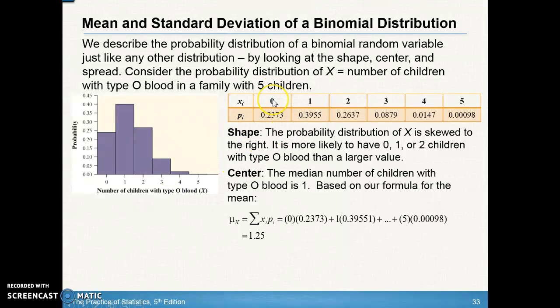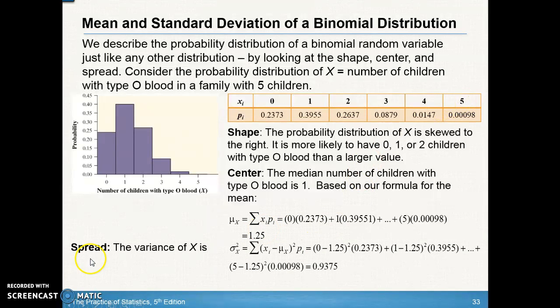So you're going to add 0 times its probability plus 1 times its probability plus 2 times its probability, and so on up to 5 times its probability. Add all those up to get the mean. And then the variance of x: remember, we're going to take 0 minus the mean of 1.25, square that, multiply it by the probability, and keep doing that. 1 minus the mean of 1.25, square it, multiply by the probability of that occurring. To get the standard deviation, we have to find the variance first, okay? Take the square root of it to find the standard deviation of 0.968.